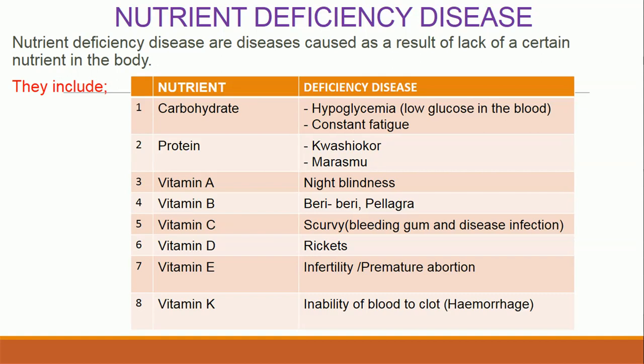When a body lacks vitamin D, it can lead to rickets, and of course teeth that are not strong and bones that are not strong. When the body lacks vitamin E, it can lead to infertility or premature abortion. And when the body lacks vitamin K, it can cause inability of the blood to clot, which is known as hemorrhage. That means the body can even bleed from a very small injury because such a body does not have the ability to naturally stop the blood flow.